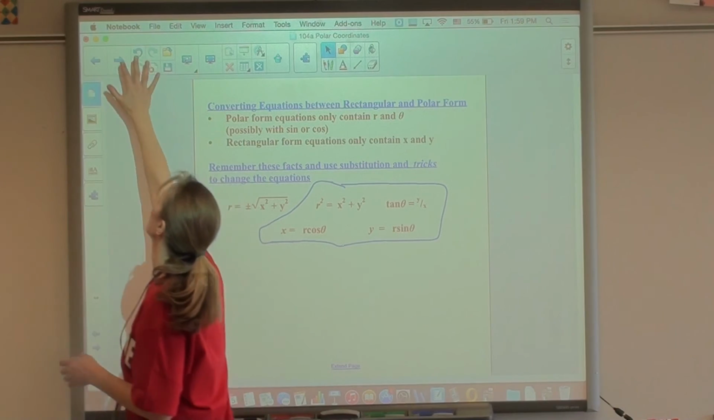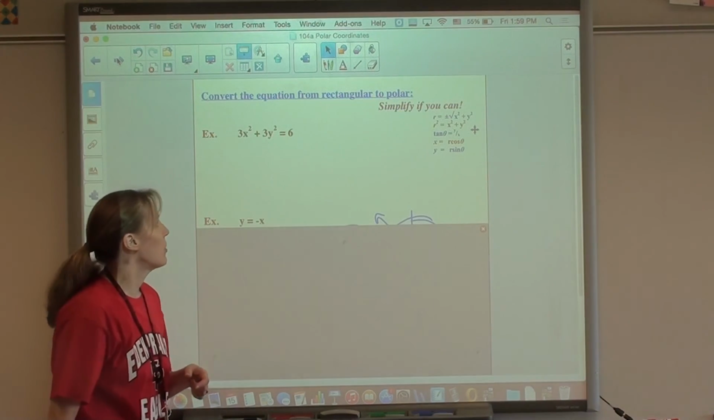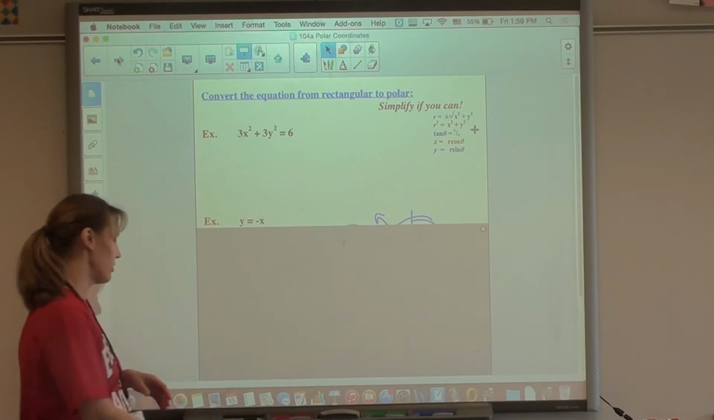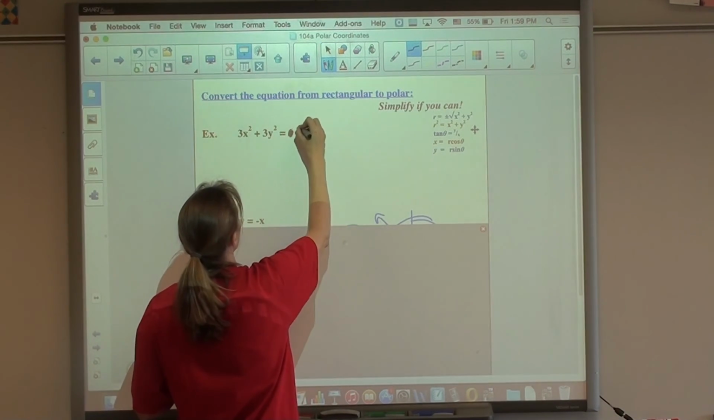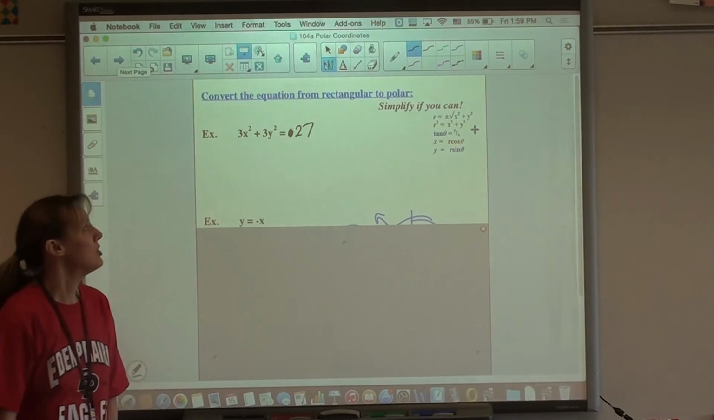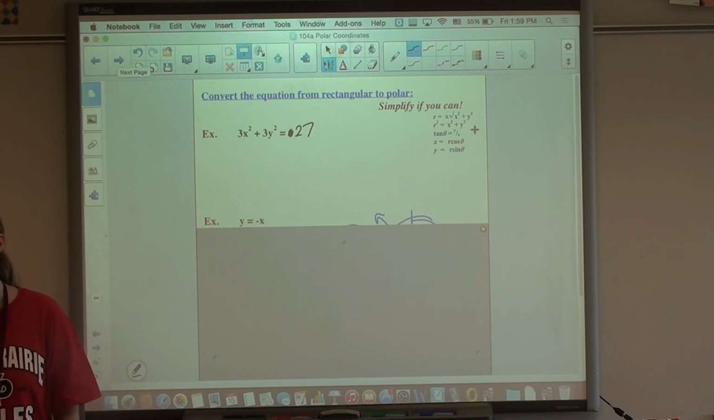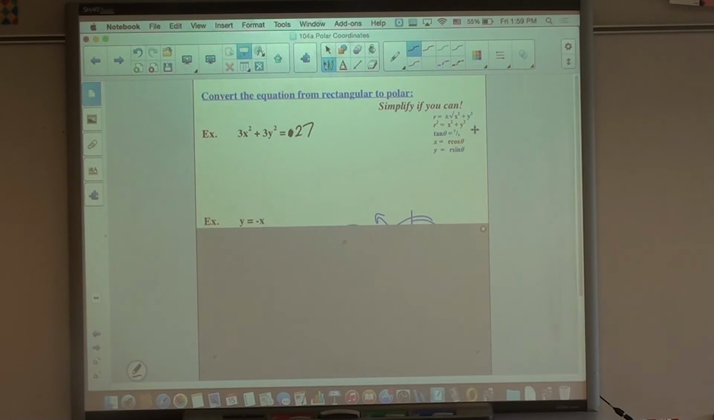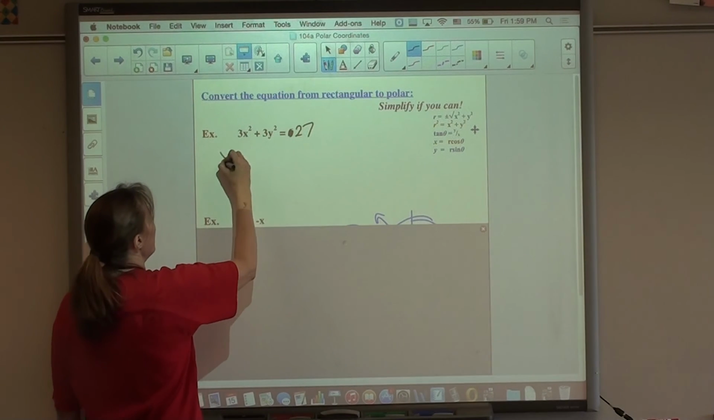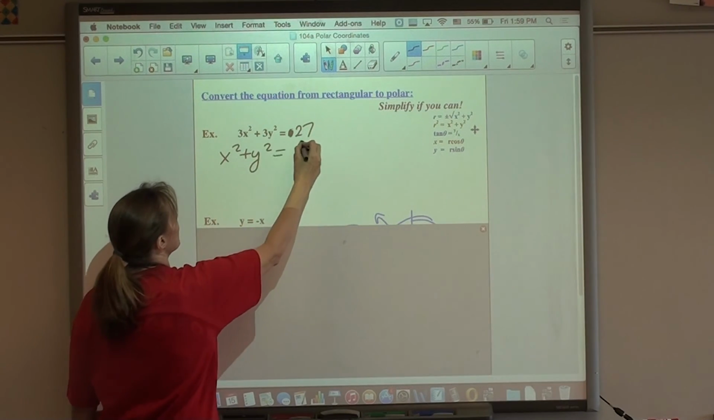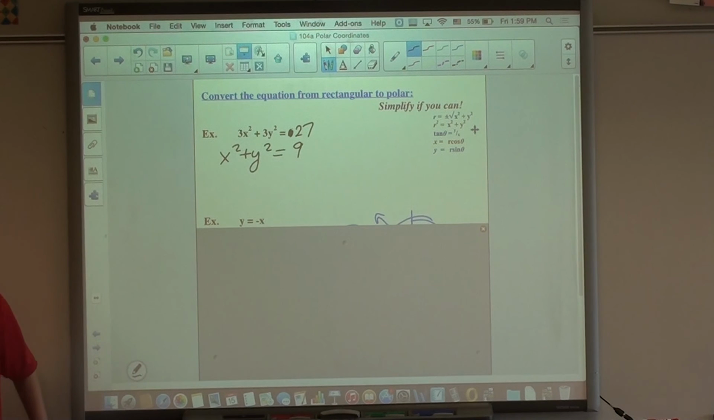So I'm going to walk you through this first one. You guys have a different problem on your sheet, right? Good choice. Okay. So 3x squared plus 3y squared equals 27. Even if you don't know anything, you should have an idea of something to do first. Divide both sides by 3, right? So you get x squared plus y squared equals 9. What shape is this? Circle. Circle with a radius? 3. Okay. So we have x squared plus y squared equals 9.